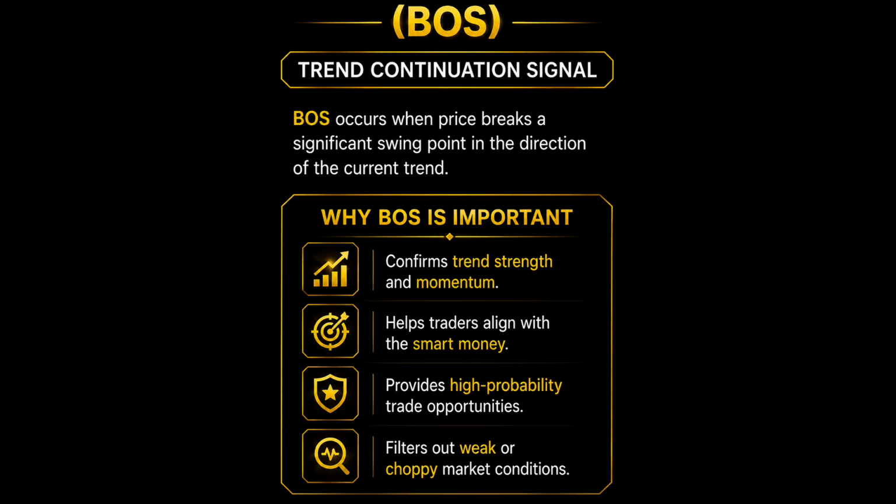Why is BOS so important? Because it provides confirmation rather than prediction. Instead of guessing where the market might go, we wait for price to show its intention. A valid break of structure demonstrates momentum, confirms trend strength, and helps us align our trades with institutional order flow. Professional traders use BOS as a filter. It helps them avoid weak setups, identify high probability opportunities, and stay on the side of the dominant market participants.